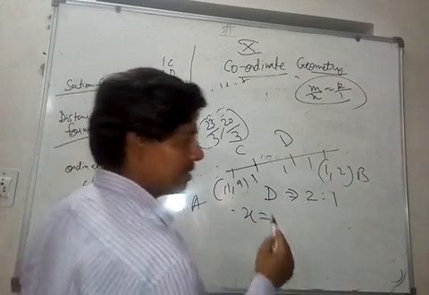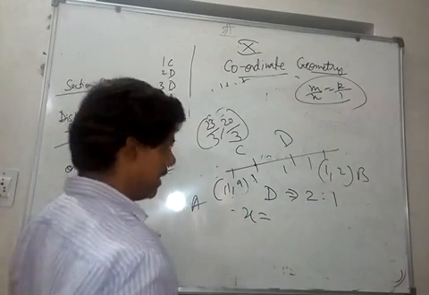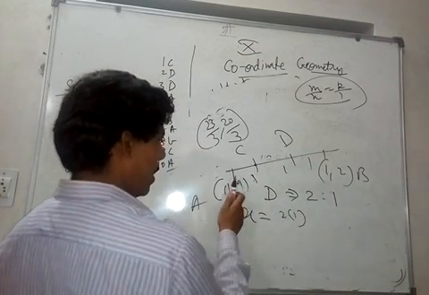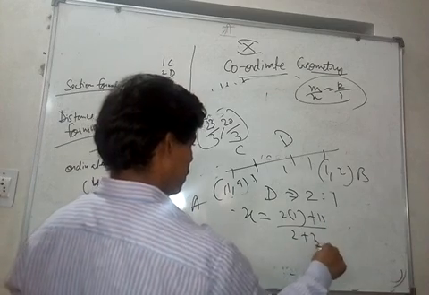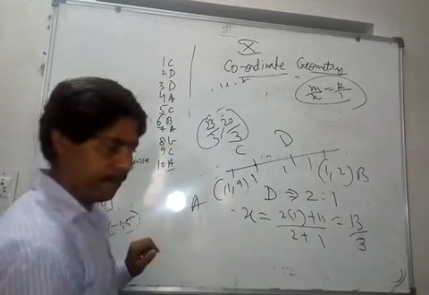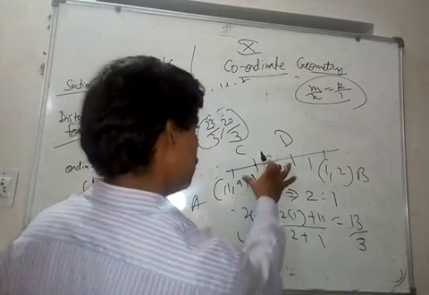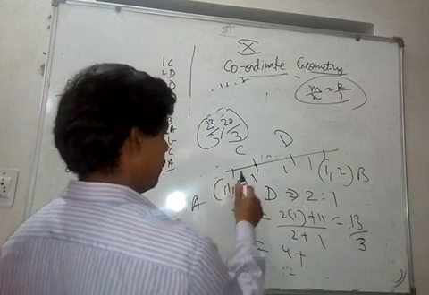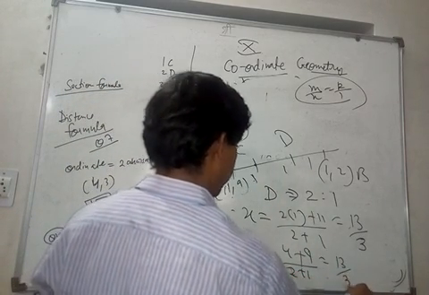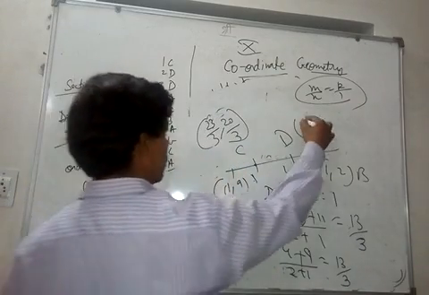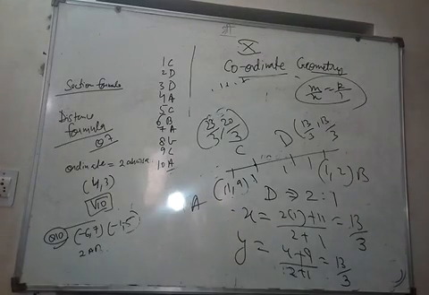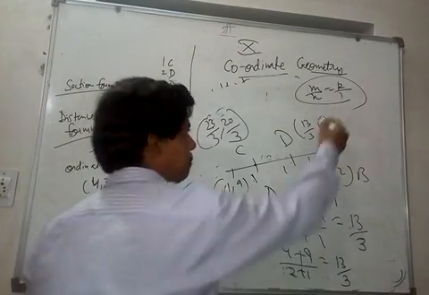For D, the x coordinate is 2 multiplied by 1 plus 1 multiplied by 11, upon 2 plus 1. So this is 13 upon 2 plus 1, that is 3. So 13 upon 3, and y is 2 multiplied by 2, 4, and 1 multiplied by 9, 9, upon 2 plus 1, that is again 13 by 3. Okay, this is quite interesting. D is 13 by 3 and 13 by 3 in both the cases.